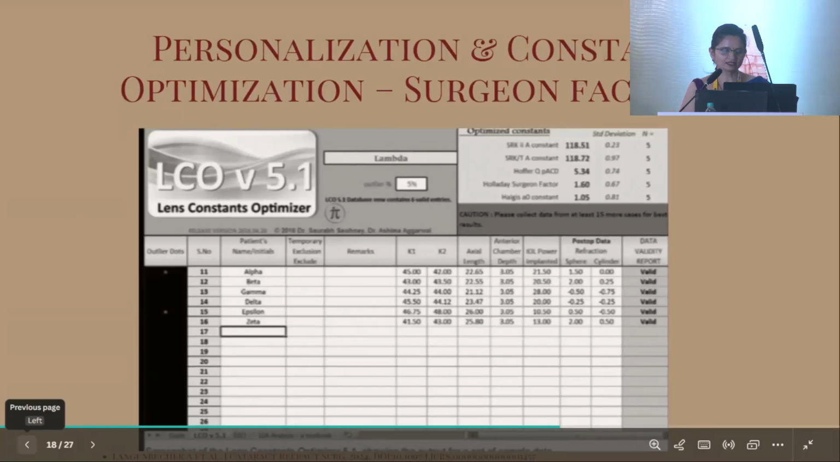Now another thing that I would urge everyone to do is to complete your record and go online for this personalized A constant calculation. So this is the LCO calculator which is available online, and the very nice thing that they have done for all of us is that they have made it into an Excel sheet which automatically calculates, and it is automatically evaluated for outliers. So you need not actually go ahead and filter your own results. Enter everything that you have, and it will calculate your own lens constant for you.